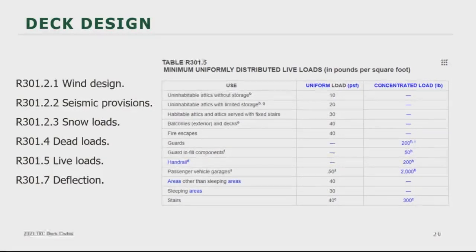Also keep in mind that table R301.5 only covers gravity live loads. There is no minimum lateral live load provided in the IRC, and that's why there's often side sway concerns with decks. We'll talk about that more coming up.